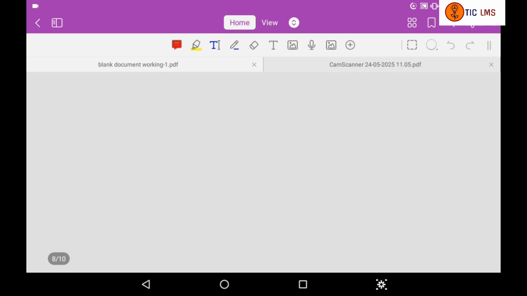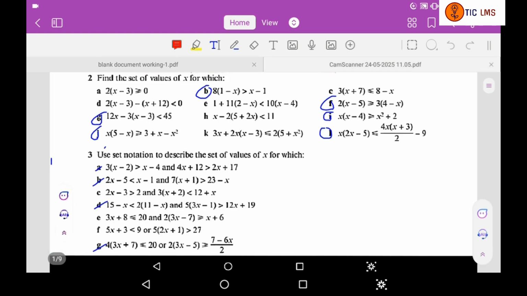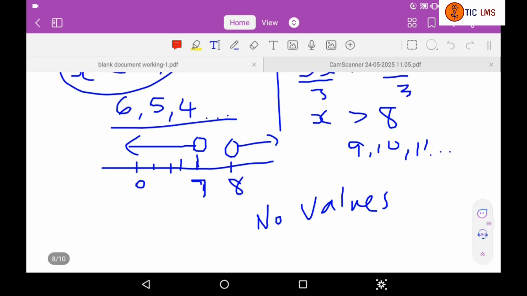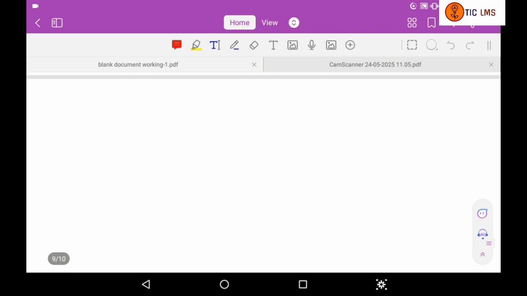Okay, we make progress. And then we move on to G, which is 4 into bracket 3x plus 7 less or equals to 20, or 2 into bracket 3x minus 5 greater or equals to 7 minus 6x over 2. Now, do not be scared about the fraction that you have there. So let's jump right into it.